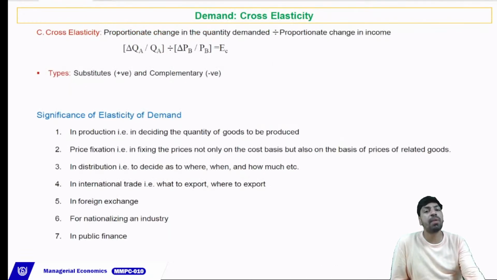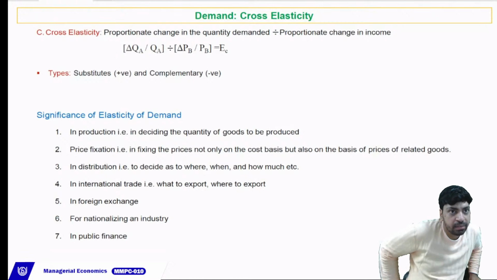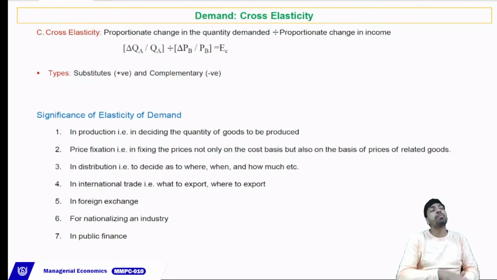Cross elasticity of demand. Income elasticity refers to the ratio of a proportionate change in the quantity demanded to a proportionate change in income. The mathematical formula is the change in quantity demanded of a product A, divided by the quantity of product A, divided by the change in the income of the consumer, divided by the income of the consumer. That is equal to income elasticity of demand.